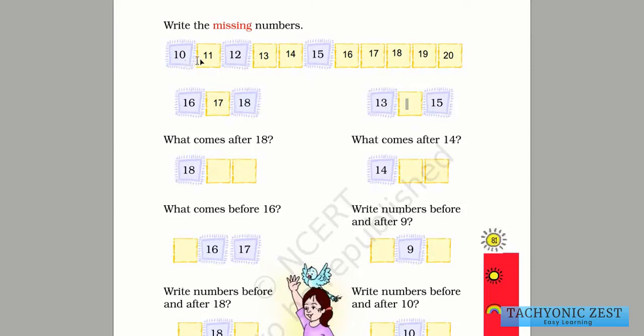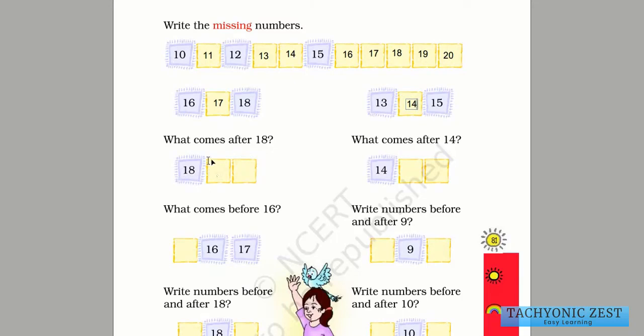So 10, 11, 12, 13, 14, 15. So after 13, what is coming? 14. So we will write 14 here. So 13, 14, 15. Now in the next question it is saying, what comes after 18? We have to write the numbers that are coming after 18.